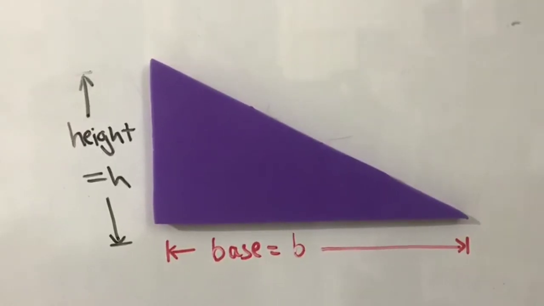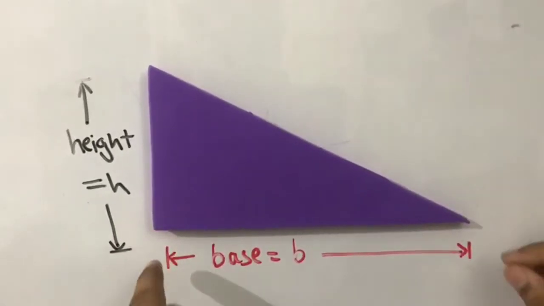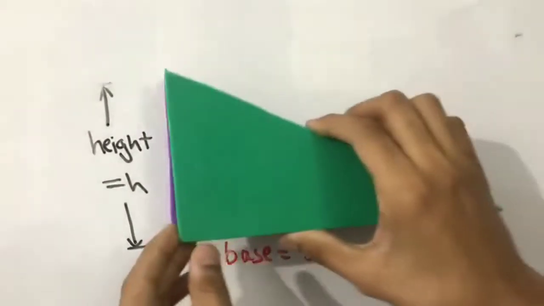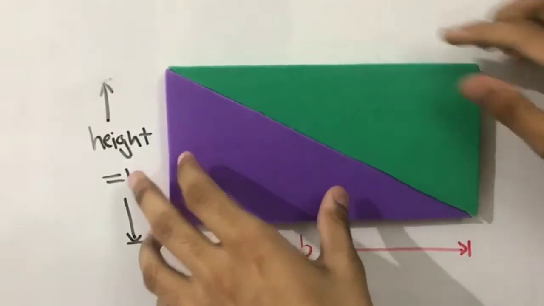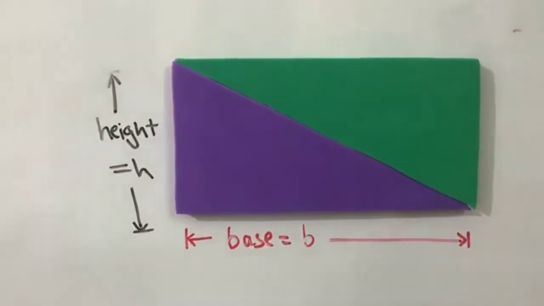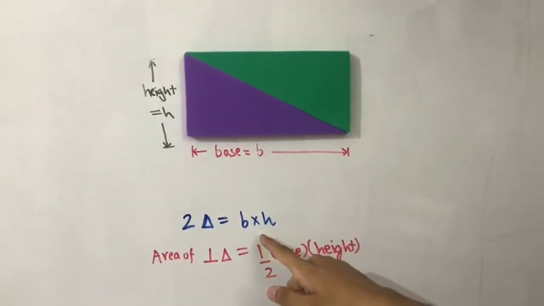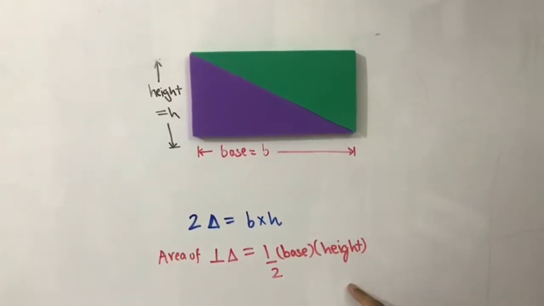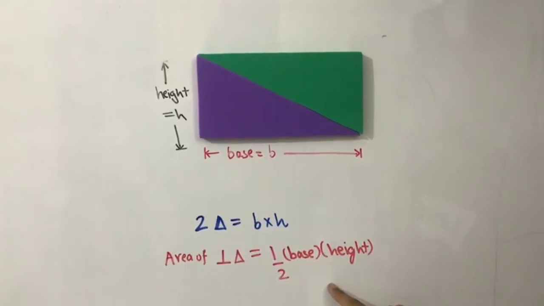So I need to find the area of a right angle triangle, because one angle is 90 degrees, of base B and height H. For that I take another congruent triangle which overlaps it and place it above like this. This forms a rectangle of base B and height H. So the net area is twice the area of the right angle triangle, which is equal to the area of the rectangle, which is base into height. So the area of the right angle triangle is half base into height. Also, it can be said that it is half into the product of its legs.